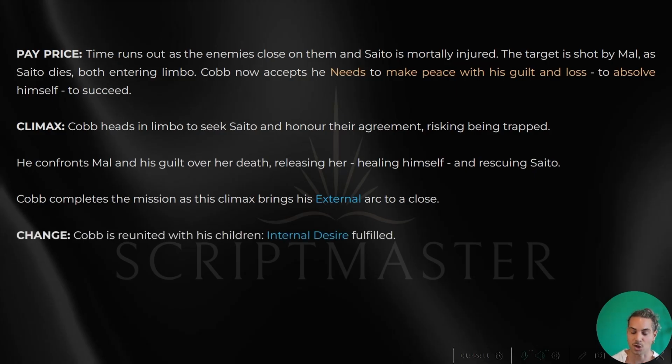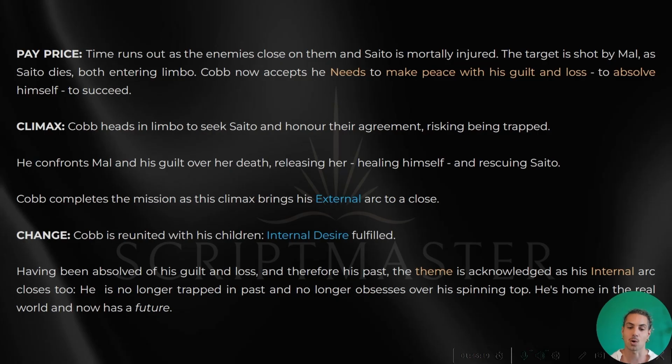And in the final change phase of this film, he is therefore reunited with his children, his internal desire fulfilled as a reward. Having been absolved of his guilt and loss, and therefore his past, the theme is acknowledged as his internal arc closes too. He is no longer trapped in the past and no longer obsesses about his spinning top. He's home in the real world and now has a future.